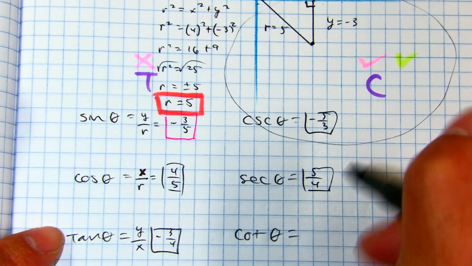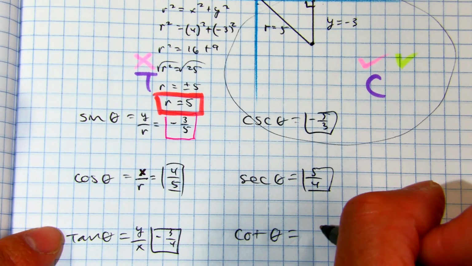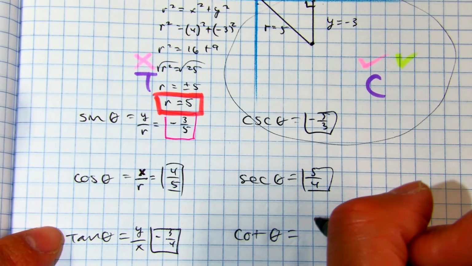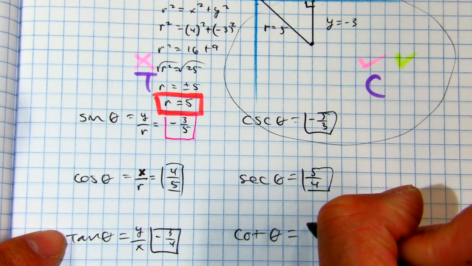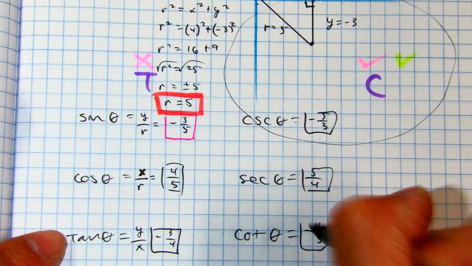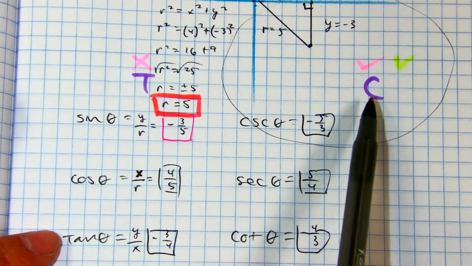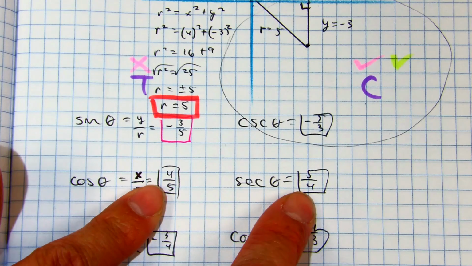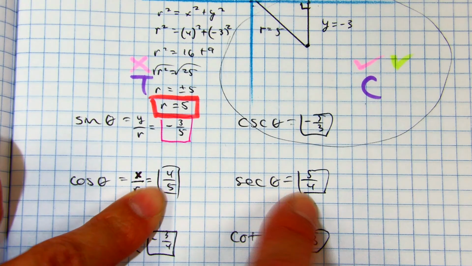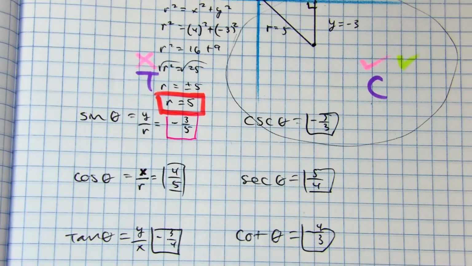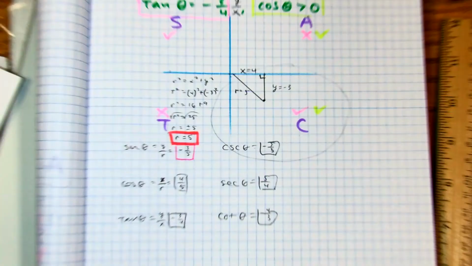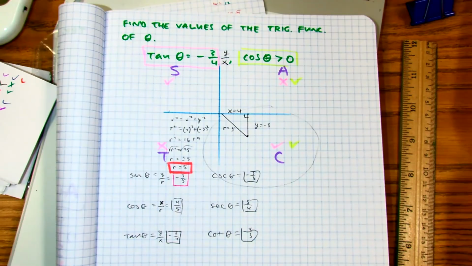Class, which ones are the only answers that are positive? Because we're in quadrant 4, all of my answers of cosine and its reciprocal are positive. All the other ones are negative. And that's the whole point of all students take calculus. It tells us where the trig functions are positive and negative.